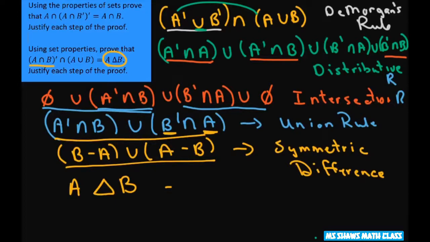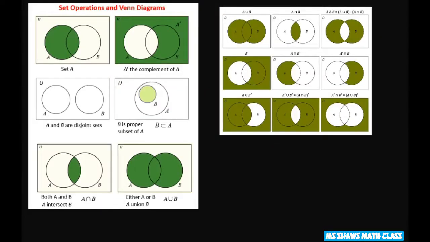And I also inputted some of these set operations in Venn diagrams. So you need to know these for your set theory classes. Here is your symmetric difference. And you can see some of these here that will help you with your proofs.